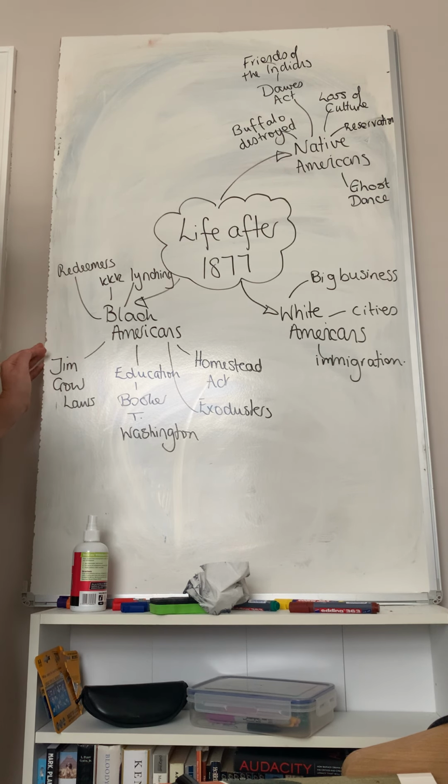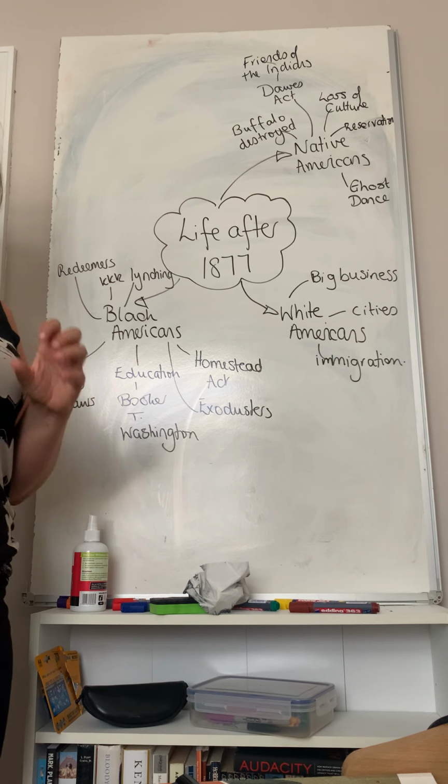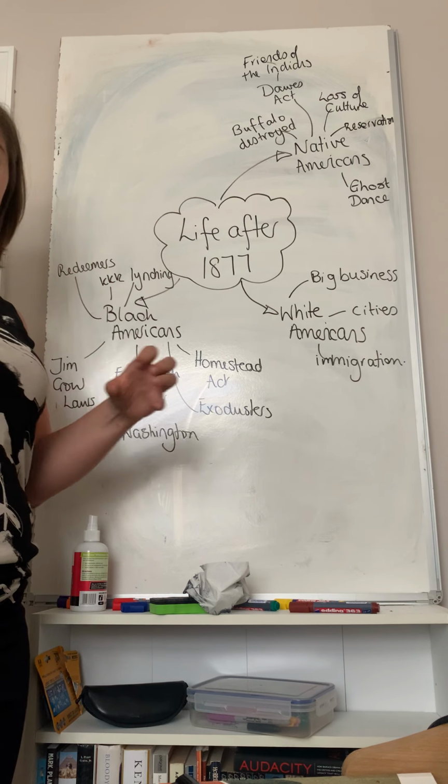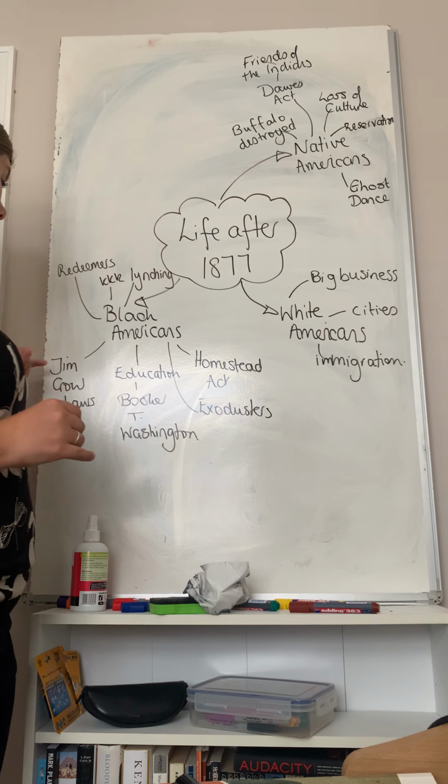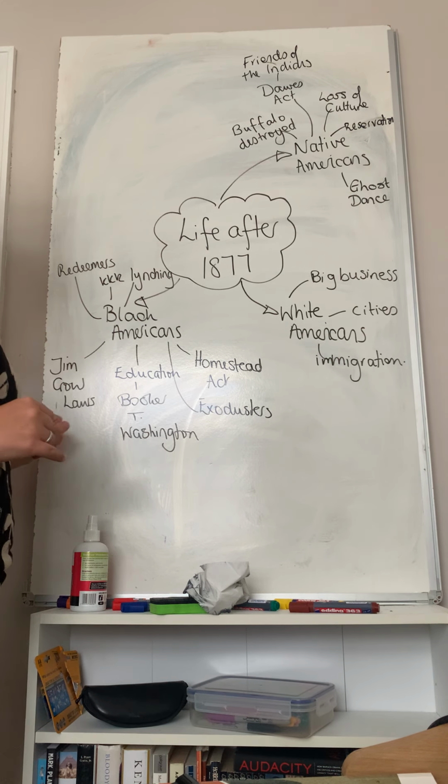There is also, however, that continuation of the Black Codes, Jim Crow laws, segregation. Black and white facilities need to be kept separate. This really does thrive in the southern states of America.